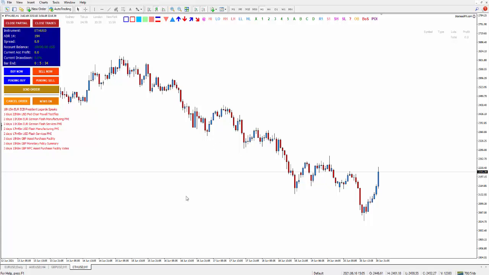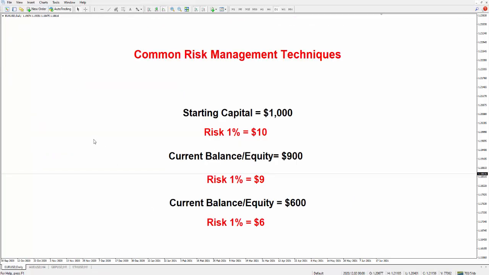And another thing that people always use is risking based on X percentage from their capital. You're probably one of them who used this technique, and I'm gonna show you why it's not good for your account in the long term. Let's say your starting capital is 1,000 and you decided to risk 1%. That means your risk, 1% from 1,000, is $10.